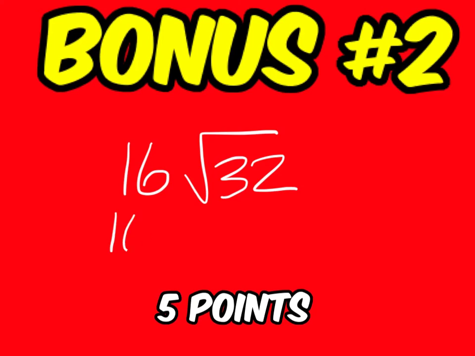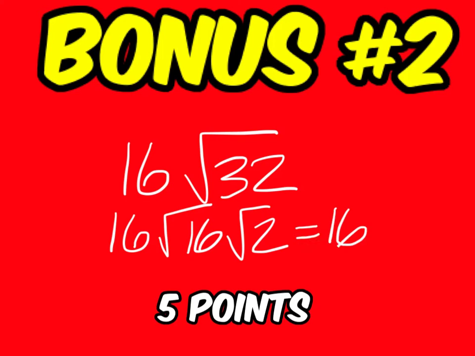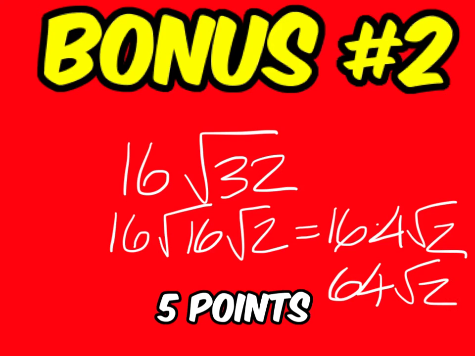On the bonus problem, it breaks up as 16 and 2. So that would be 16 times 4 square root of 2, which is 64 square root of 2.